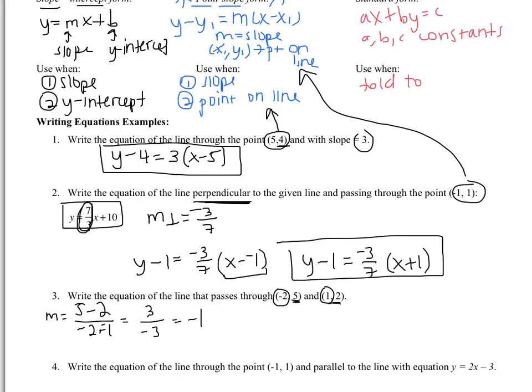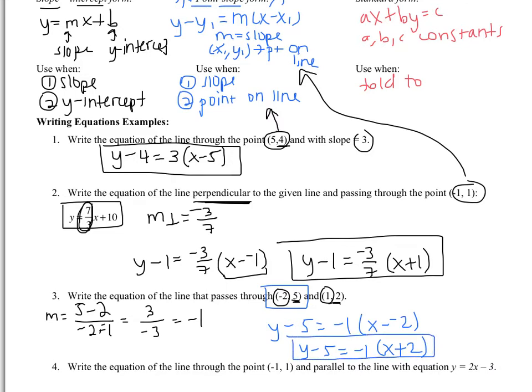Now I'm ready to write the equation of my line. I need a point. It doesn't matter which one I pick. I'm just going to pick the first one because I like it better. And then for point-slope form, I have y subtract y1 equals my m times x subtract x1. I don't really like leaving that minus a negative, so I'm going to change this to be y minus 5 is equal to negative 1, times x add 2. And that's my final answer.